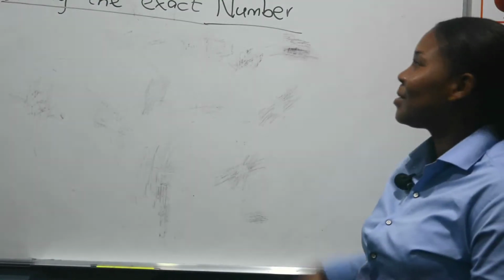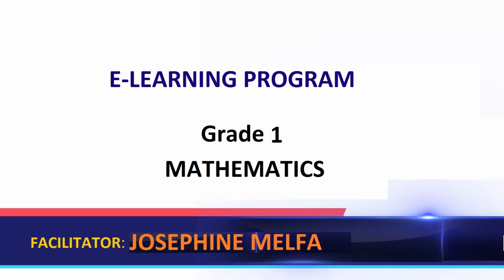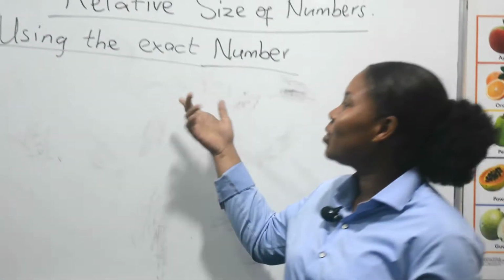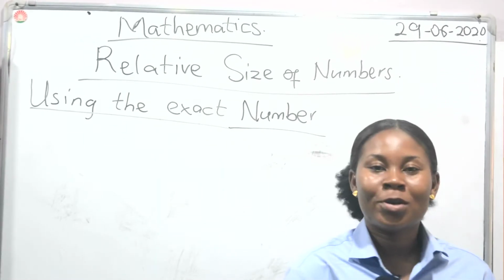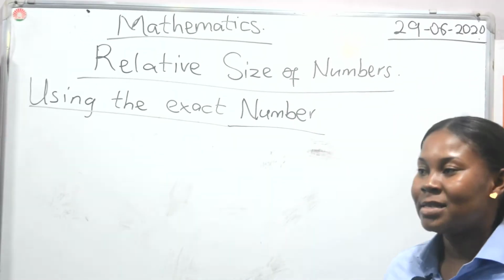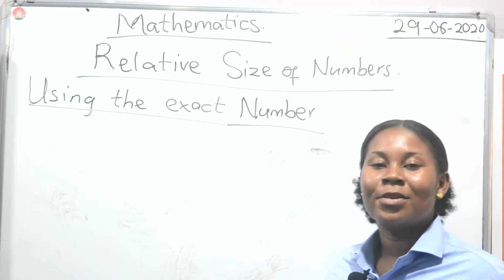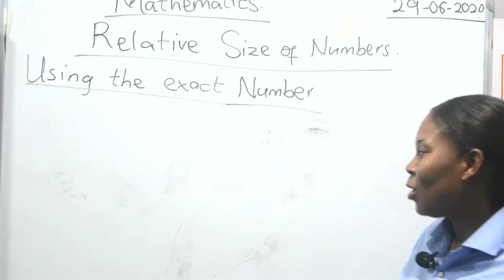Our subject is mathematics. Our topic for today is relative size of numbers using the exact number. Very good. So last week we were talking about the sign for less than, more than, and then equal to.